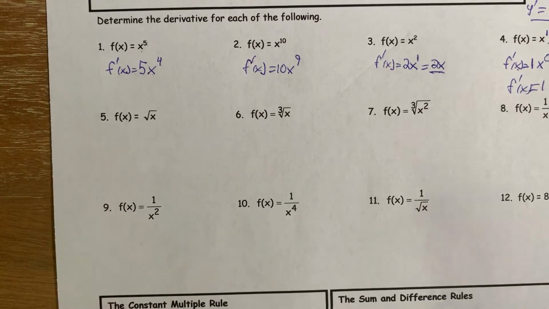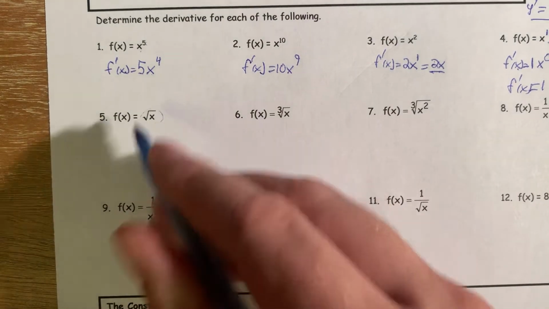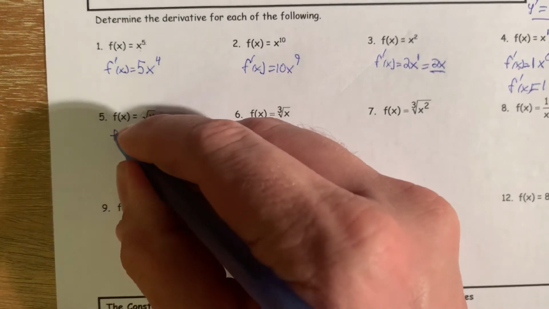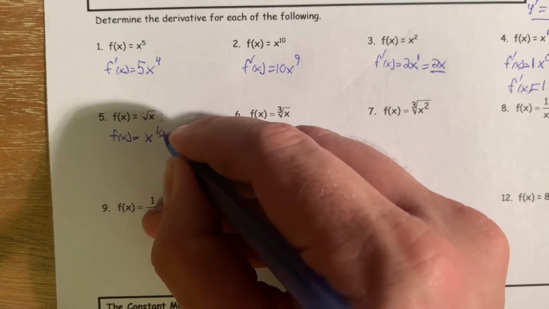Okay. Number 5. Is this a power rule? Well, it sure doesn't look like it. And so you can't go making up your own rules, except that in our warm-up, we learned that we could rewrite this as a power of x. What power of x is the square root of x? Well, the square root of x is x to the 1/2 power.